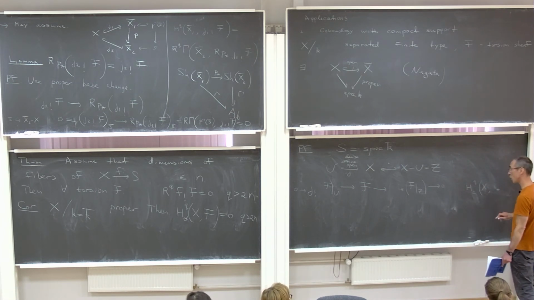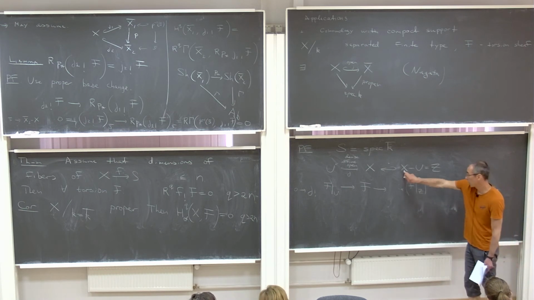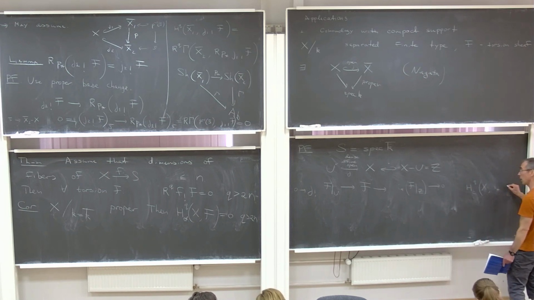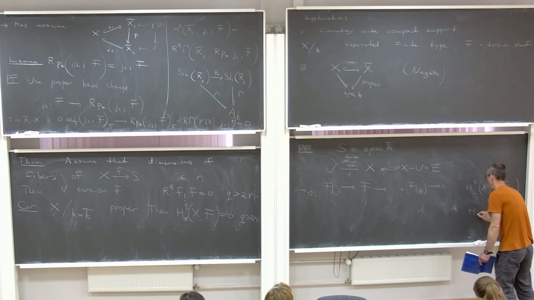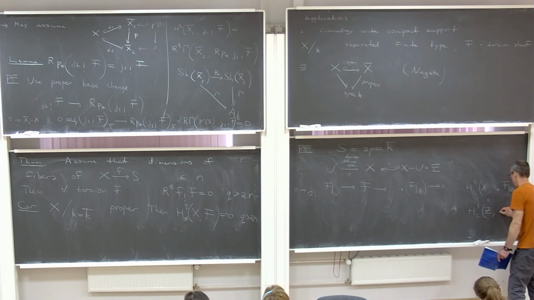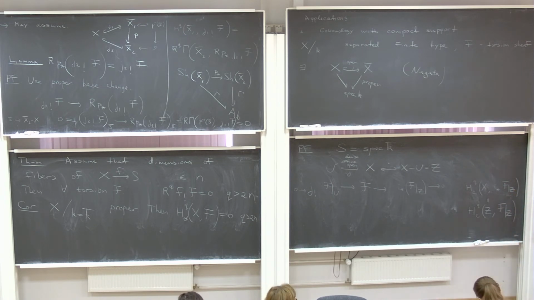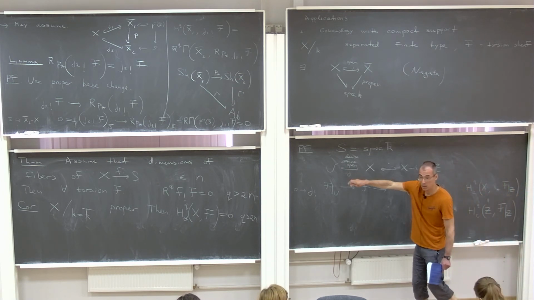This cohomology, well, this is a closed embedding that's in particular a proper map. This cohomology is the same as cohomology with compact support of Z with coefficients in this. So now Z has smaller dimension. I assume that U is dense.